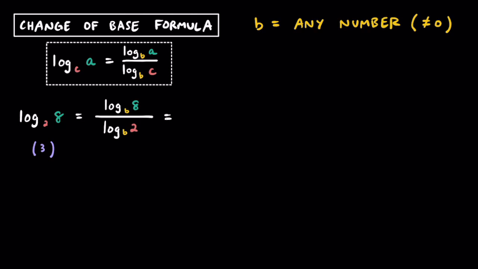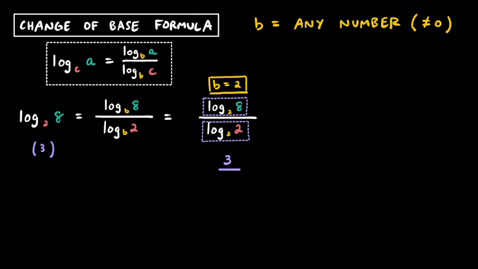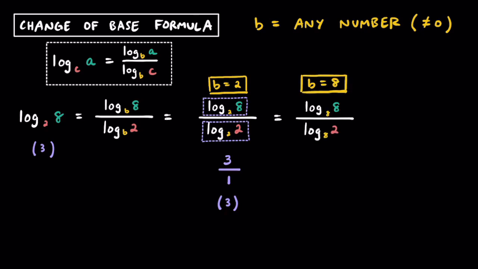In the case that b is equal to 2, we can write log base 2 of 8 over log base 2 of 2. Log base 2 of 8 is equal to 3, and log base 2 of 2 is equal to 1. This does equal 3 as well. Now to choose a different number, let's say b is equal to 8. We will write log base 8 of 8 over log base 8 of 2. In the numerator, log base 8 of 8 is equal to 1, and in the denominator, log base 8 of 2 is equal to 1/3.